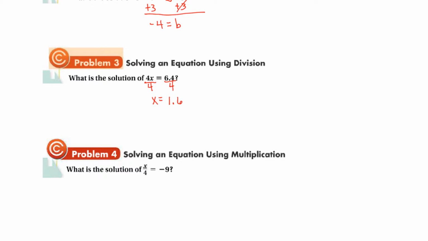Problem 4, solving an equation using multiplication. I have x divided by 4 equals negative 9. So the opposite of dividing both sides by 4 would mean to multiply both sides by 4. So I'd multiply by 4 here, and I'd multiply by 4 here. That allows me to cancel my 4's. So I get x equals negative 36. That was a little sloppy over there. I'll rewrite it over here. Multiply both sides by 4.